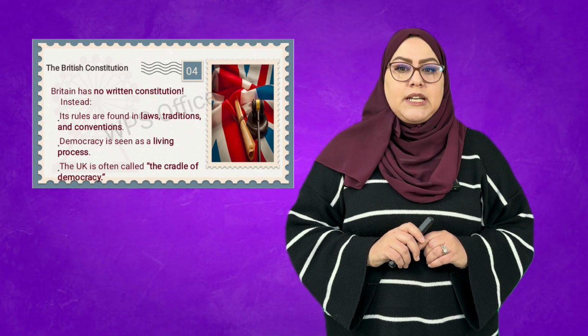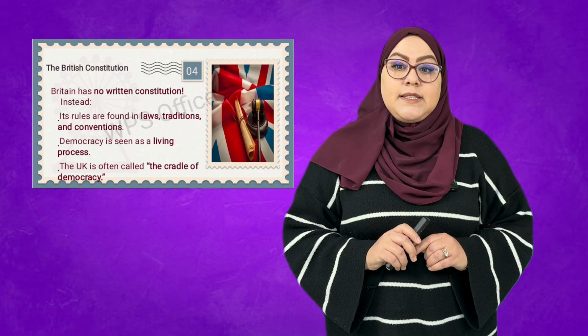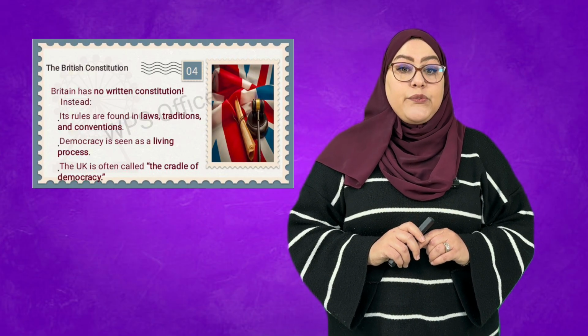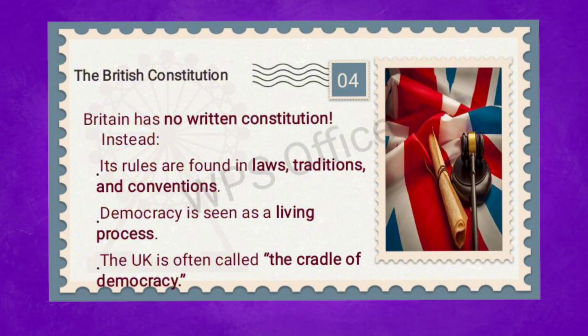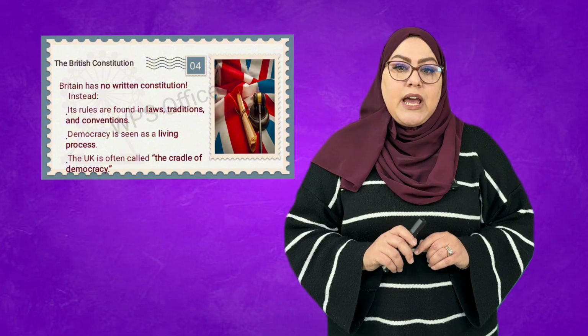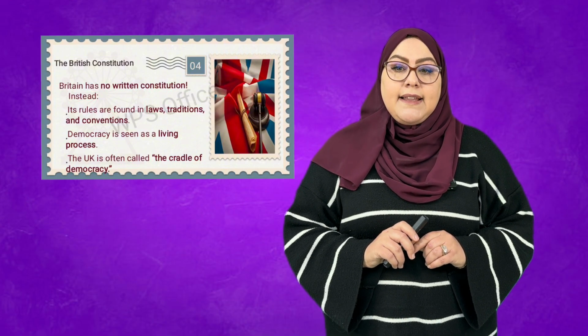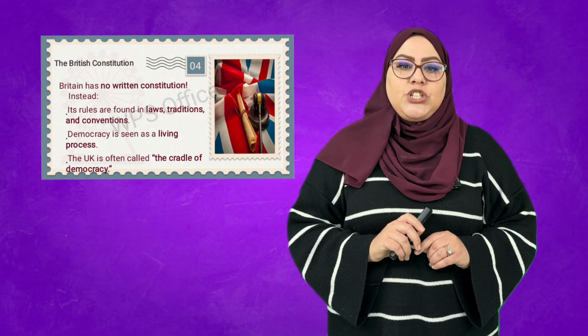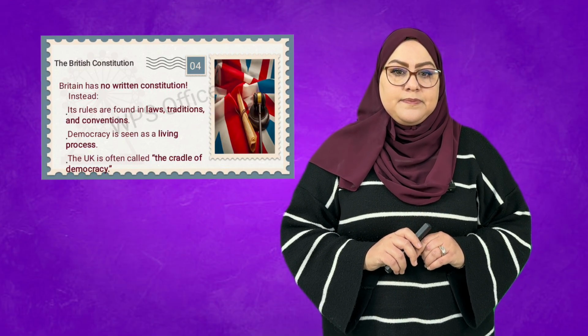Unlike the United States or France, Britain has no single written constitution. Instead, its political system is based on a complex mix of laws, historical documents, and unwritten conventions developed over centuries. Key documents include Magna Carta of 1215, which first limited royal authority and established the idea that even the monarch is subject to the law. Also, the Bill of Rights of 1689, which guaranteed parliamentary supremacy, and the Act of Settlement of 1701, which shaped the line of royal succession.